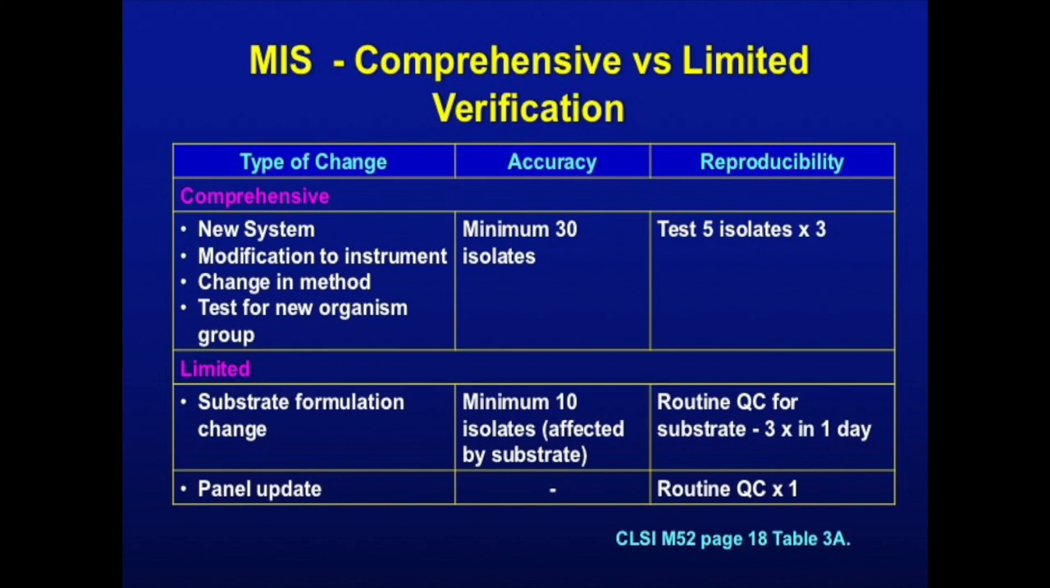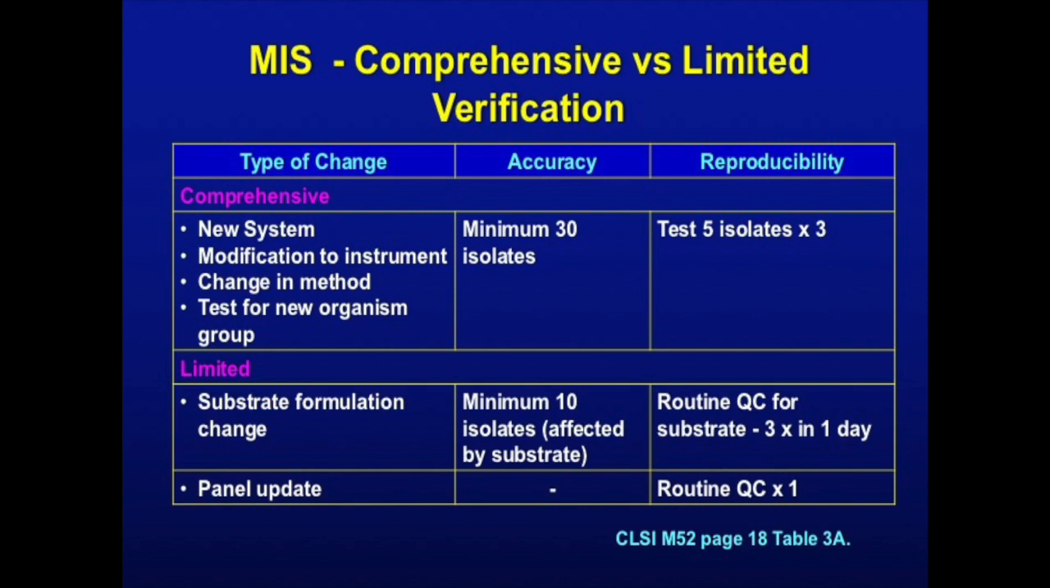An example of a comprehensive type of verification would be needed when a lab had always sent microbiology to a reference lab, and now they've decided to start offering this service in-house. So they're bringing in a new microbial identification system, or they're switching from one manufacturer to a different manufacturer. Another example would be if they are converting from a conventional overnight identification panel to multi-top.